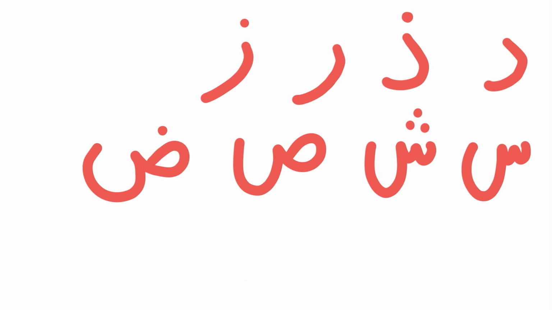So in this video, we've covered and learnt the letters dal, dhal, ra, za, seen, sheen, sad, and dhad. Which means, altogether, we've covered alif, ba, ta, tha, jim, ha, kha, dal, dhal, ra, za, seen, sheen, sad, and dhad. So with that, we've completed this lesson, alhamdulillah.